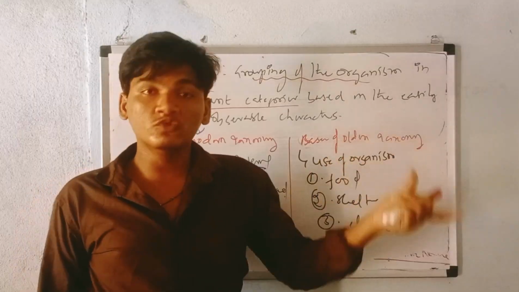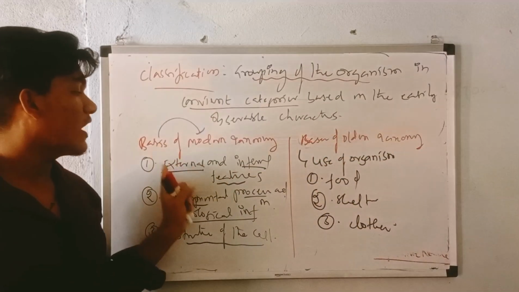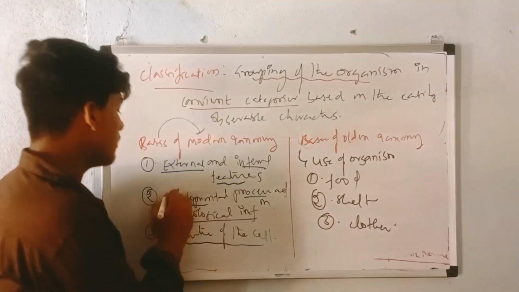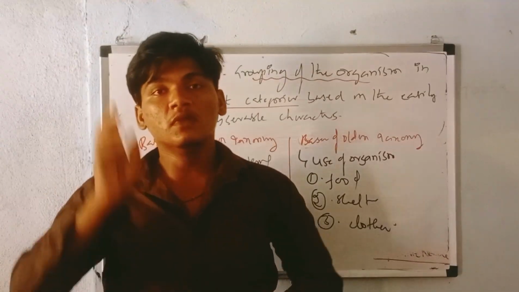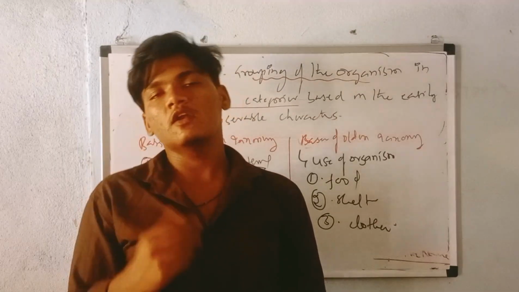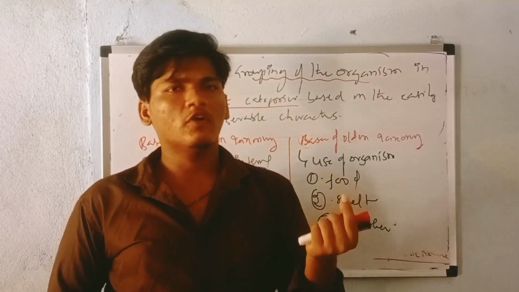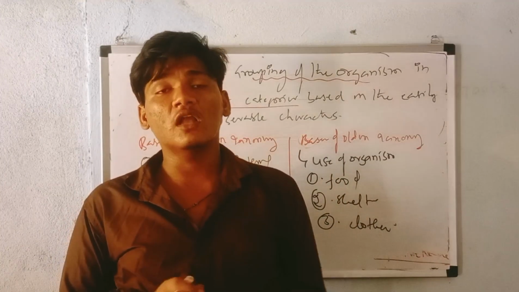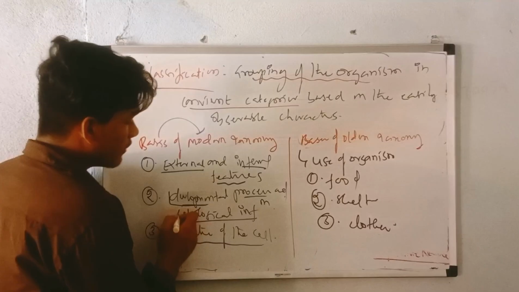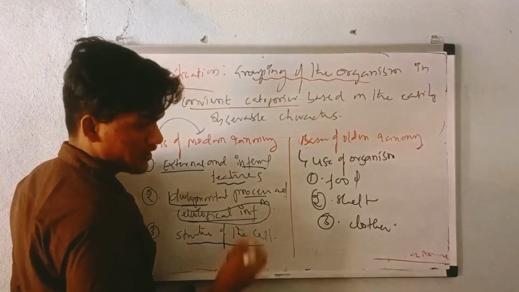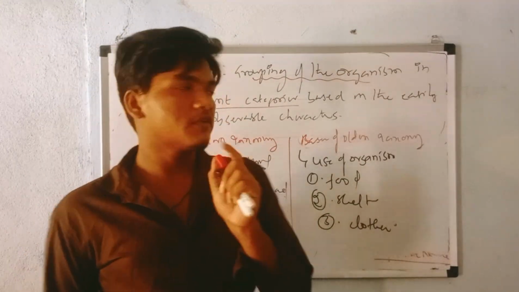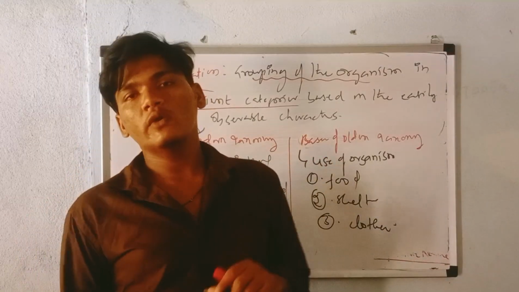In olden days it was based on the use of the organism; in modern days it is based on external and internal features, developmental process and ecological information. Developmental process is whether the organism develops indirectly or directly. I will explain indirect and direct development in the animal kingdom. Indirect development includes the larval stage, while direct development does not. That is the major difference. Ecological information is how the organisms are linked with the environment, and then the structure of the cell. I hope you knew the difference between modern and olden taxonomy.